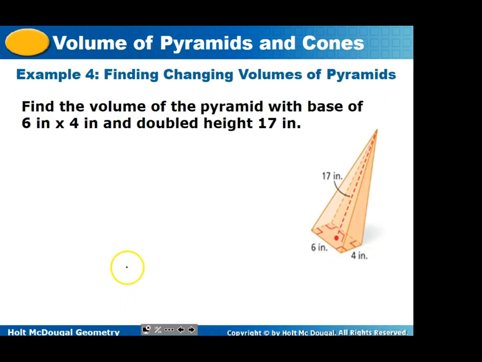So this one says find the changing volumes of the pyramid. So we're going to find the volume of the pyramid with a base of 6 by 4 and a doubled height. So this time we are going to work through this problem with our formula, again, 1/3 base times height. But this time the height is doubling. So we're going to do 2 times 17, which is 34. And then we're going to work our problem. So you guys know how I do this in the calculator. 6 times 4 times 34 divided by 3. So that's 272 inches cubed.